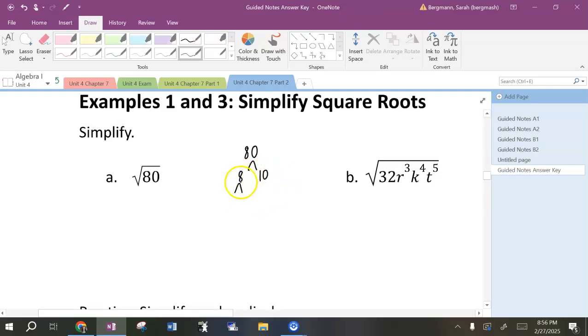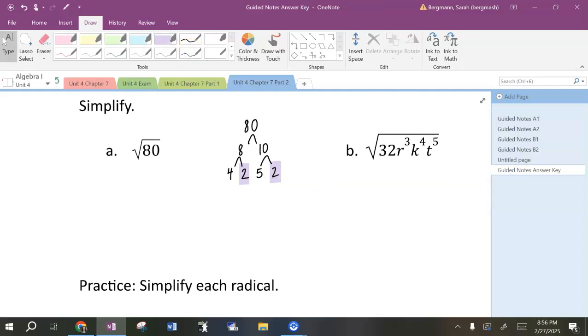Those are not the same numbers. 8 and 10 are not matching. So I'll break these down further to 4 and 2, 5 and 2. We got a factor pair there with my 2's. 5 is a prime number, so it can't break down anymore. But 4 is another perfect square that can break down into 2 times 2.